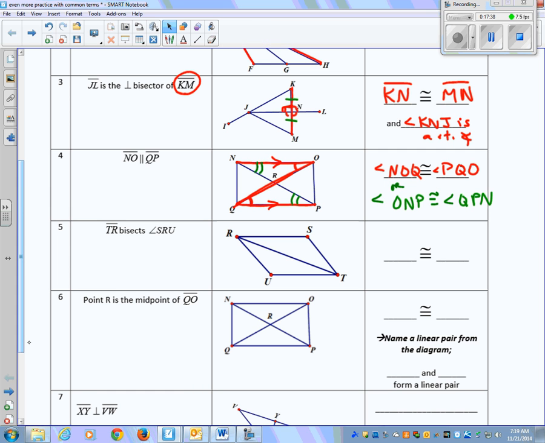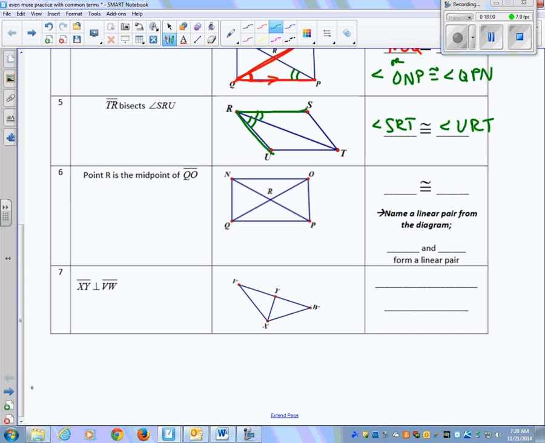Number 5, TR bisects angle SRU. Angle SRU is here. And if TR bisects this angle, we're going to cut this angle into 2 congruent angles. So we have angle SRT congruent to angle URT. Number 6, point R is the midpoint of QO. Midpoint of segment QO. So segment QO is getting cut into 2 congruent pieces. So you should have QR congruent to OR.